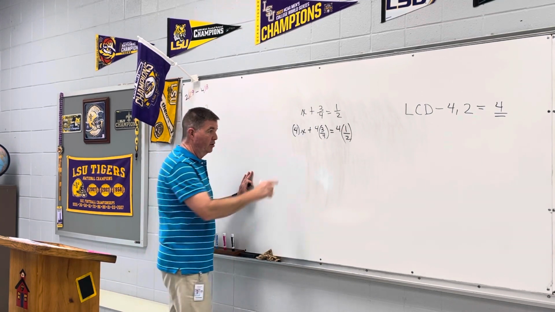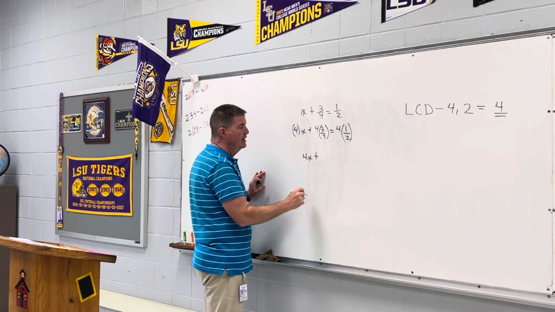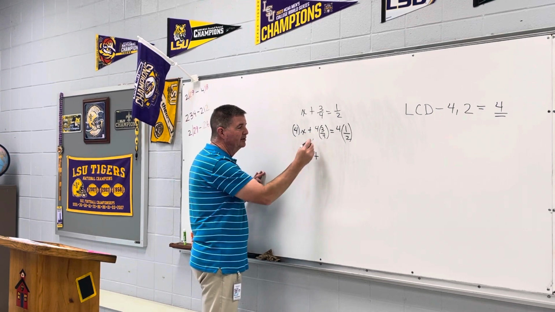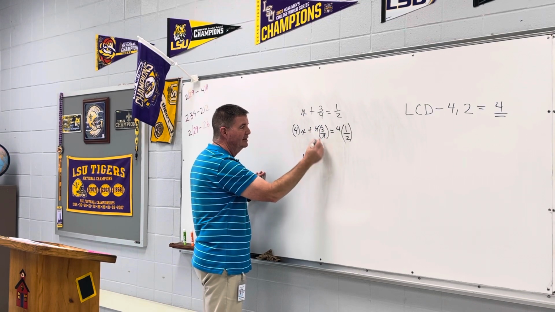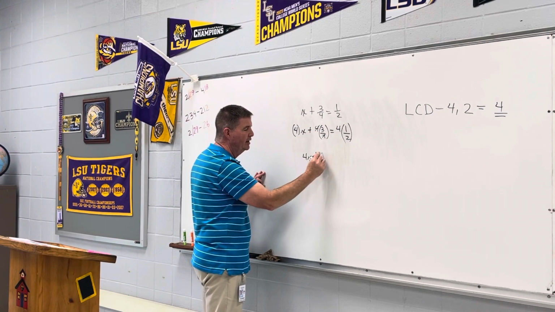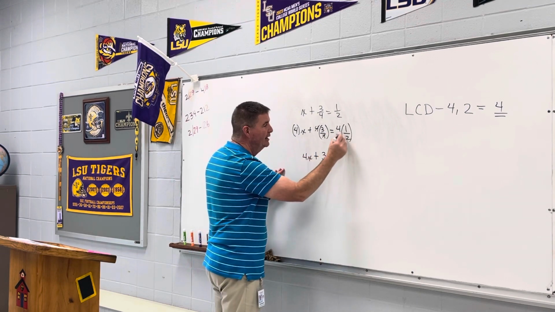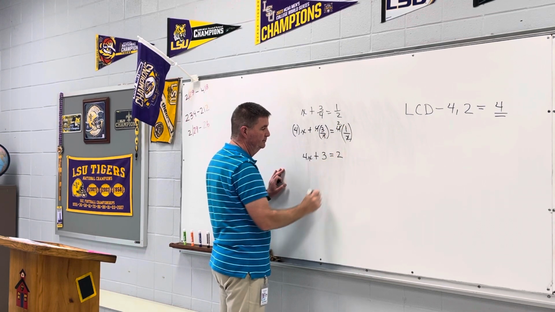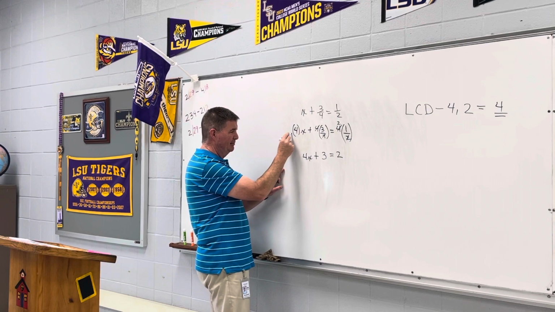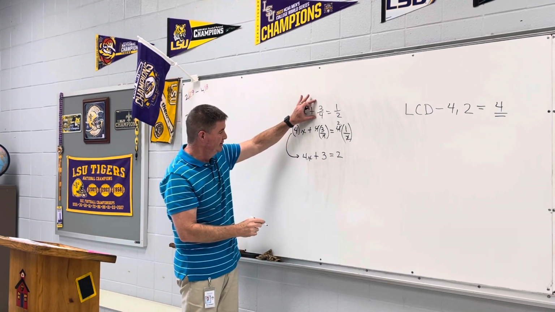Now, if I multiply 4 times x, that's 4x. As we did on the last problem, this is multiply, so I can cancel the 4's, I'm left with a 3. And then on this side, I can cancel a 4 and a 2. 2 goes into 4 2 times. 2 times 1 is 2. What I did though, is by multiplying by 4, I made the whole problem 4 times larger.